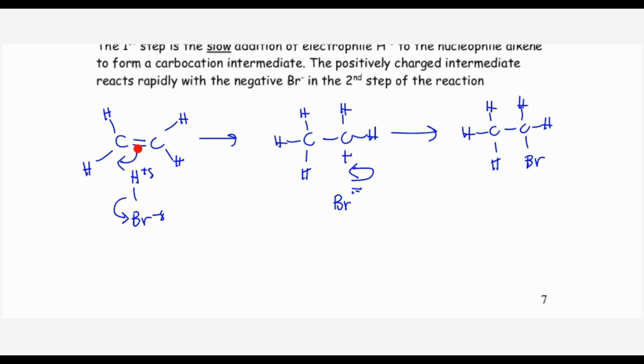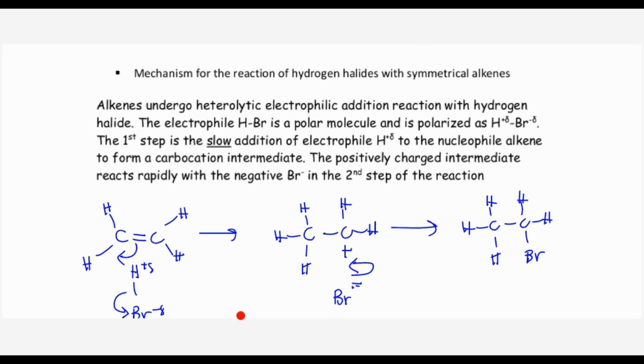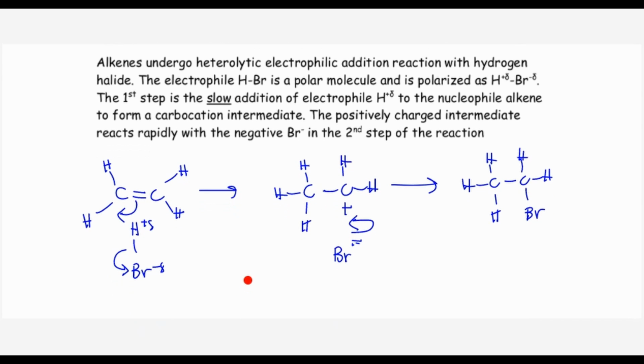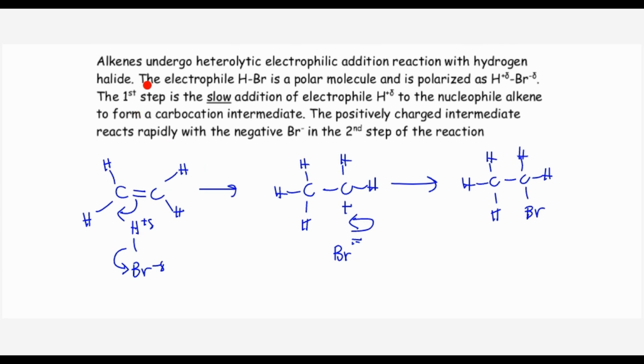So the electrophile, the H plus, attacks the molecule first, right? That's how it is electrophilic. Again, this is a heterolytic electrophilic addition mechanism, because the H plus is the species which attacks the molecule first, and then the hydrogen halide bond is broken heterolytically. Once the carbocation is formed, the halide ion attacks the carbocation, and it doesn't matter in which direction the bond is broken because it is a symmetrical molecule, right? So alkenes undergo heterolytic electrophilic addition reactions with halogens or hydrogen halides. The electrophile, hydrogen bromide, HBr, is a polar molecule.